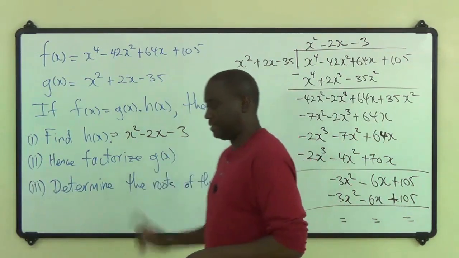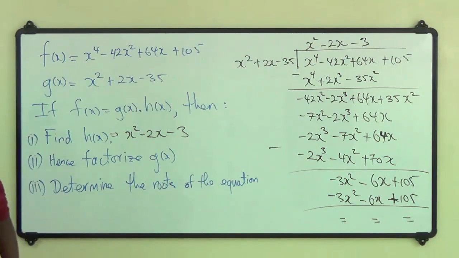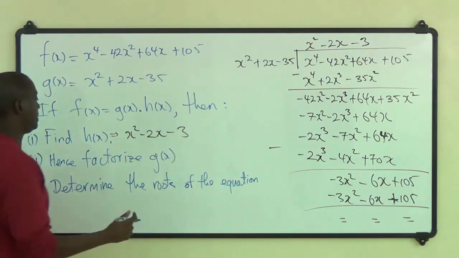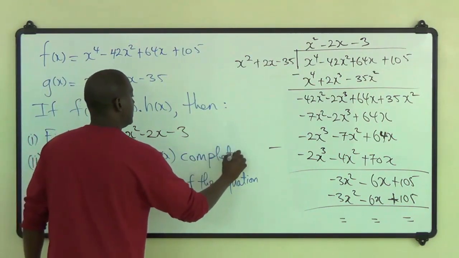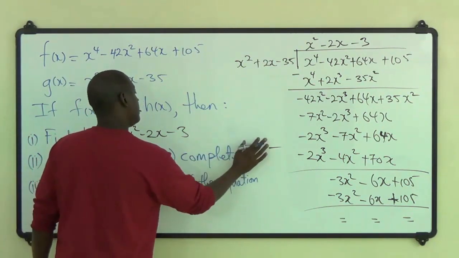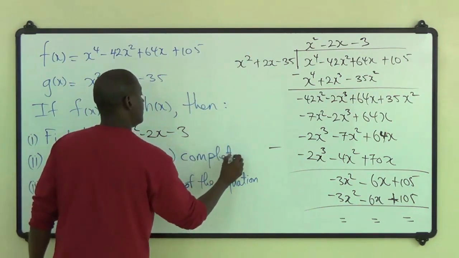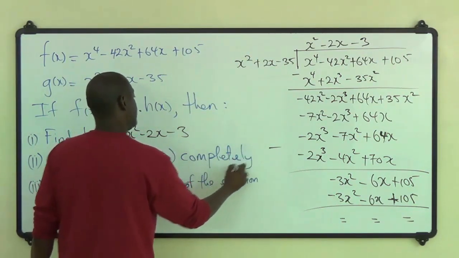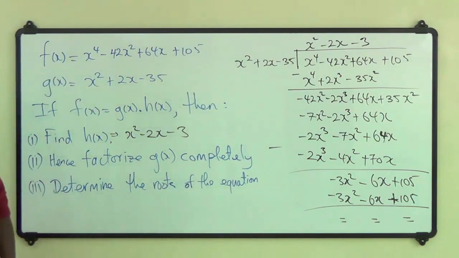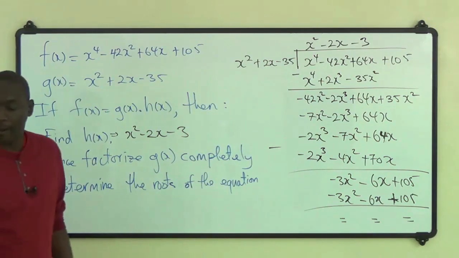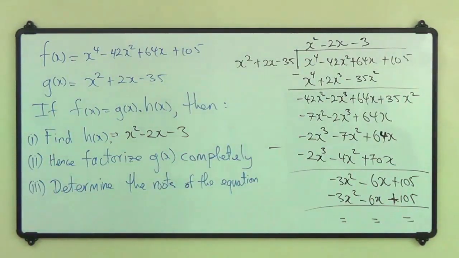Okay, I think I missed out one thing here in the write-up for this question. I was supposed to put factorize g of x completely. Completely, yeah, completely, right? Okay, so we're factorizing g of x completely. Remember the marker? Okay, good.